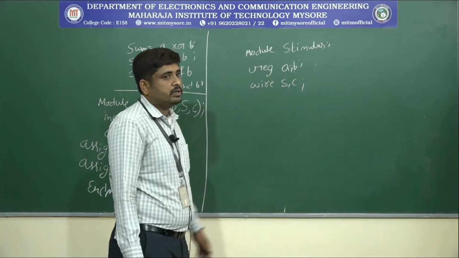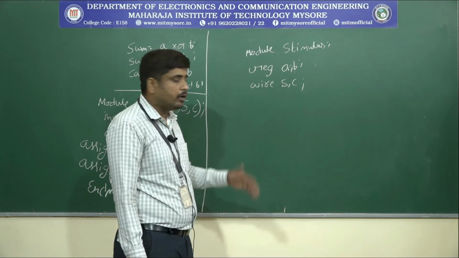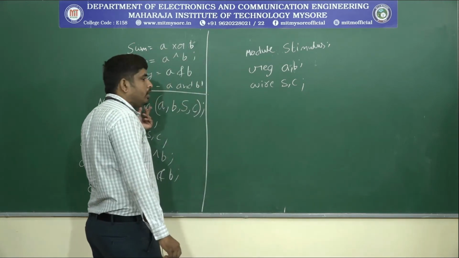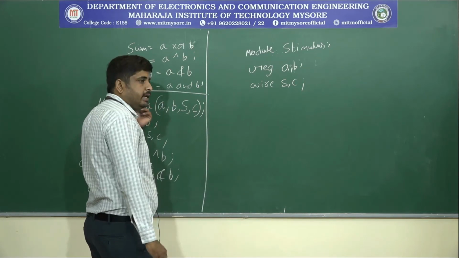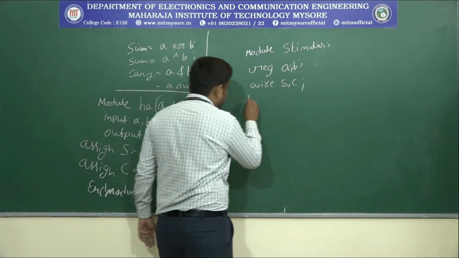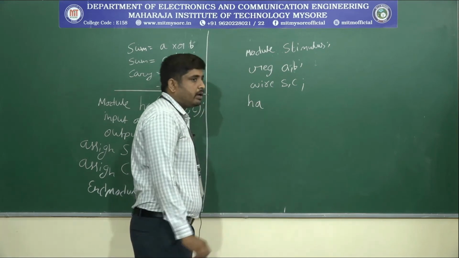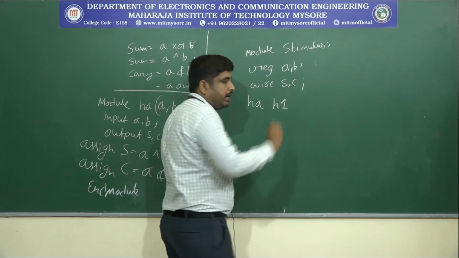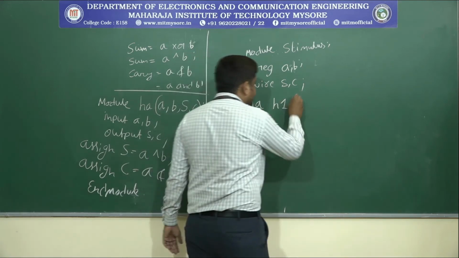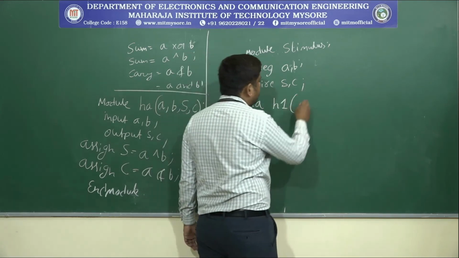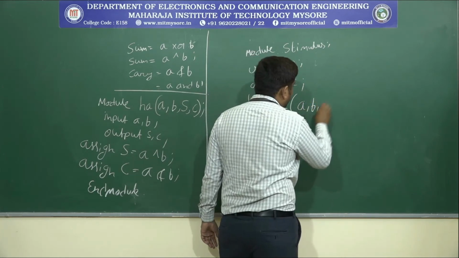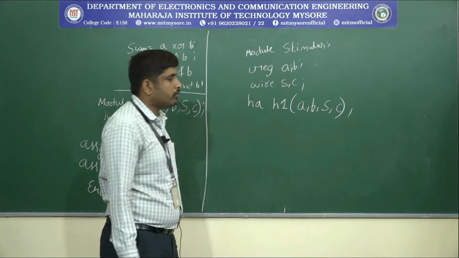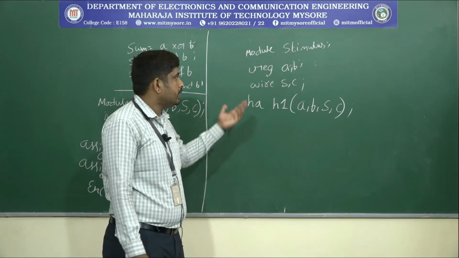Then after this, instantiation is a very important one. In instantiation, first we should write the design block name, that is HA. Next we have to write the name of the instantiation. We can simply write H1, R1, you can write any name. Then inside the instantiation you have to mention the inputs and outputs, A comma B comma S comma C. Then after this we have to apply the data for inputs and outputs.